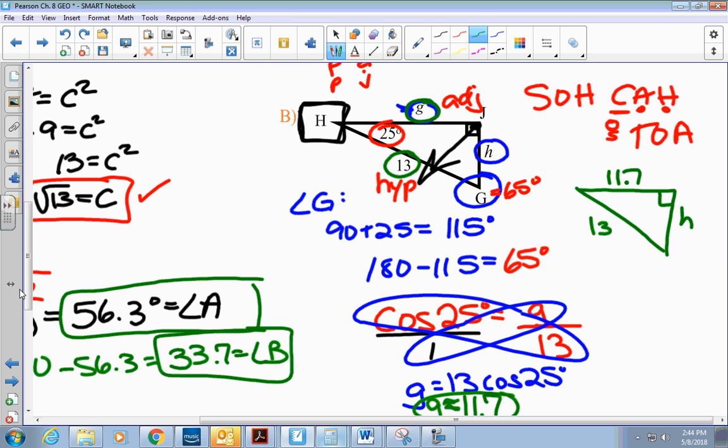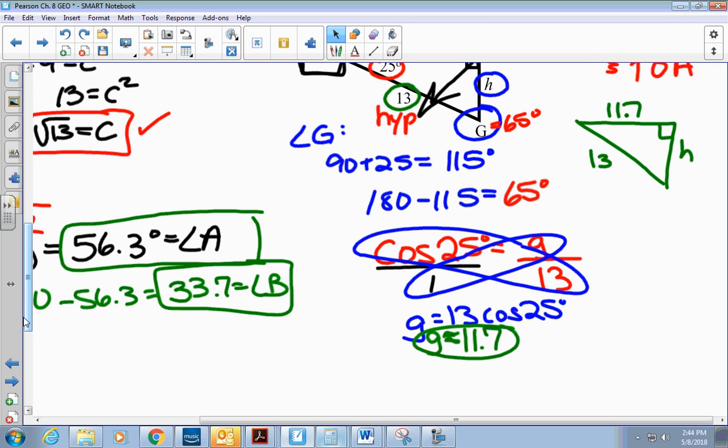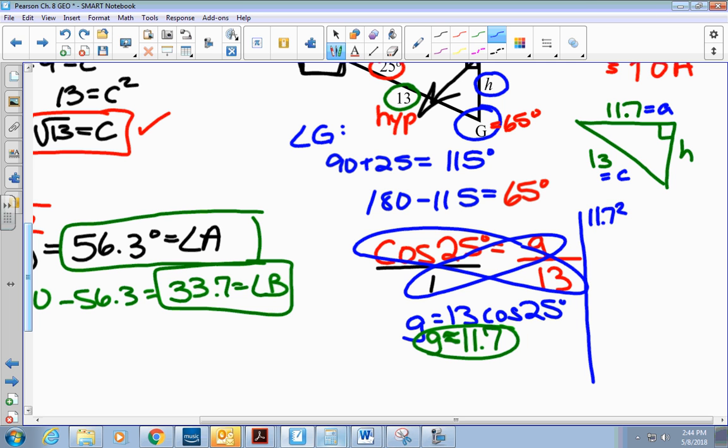So Devin, get your calculator ready. This will be your task. So we're going to have a squared. So let's call this A. B will be H. And C is the hypotenuse. A squared plus B squared equals C squared. So we're going to have 11.7 squared plus H squared equals 13 squared. A squared plus B squared equals C squared. It's back to the Pythagorean theorem. So this kind of puts everything all together.